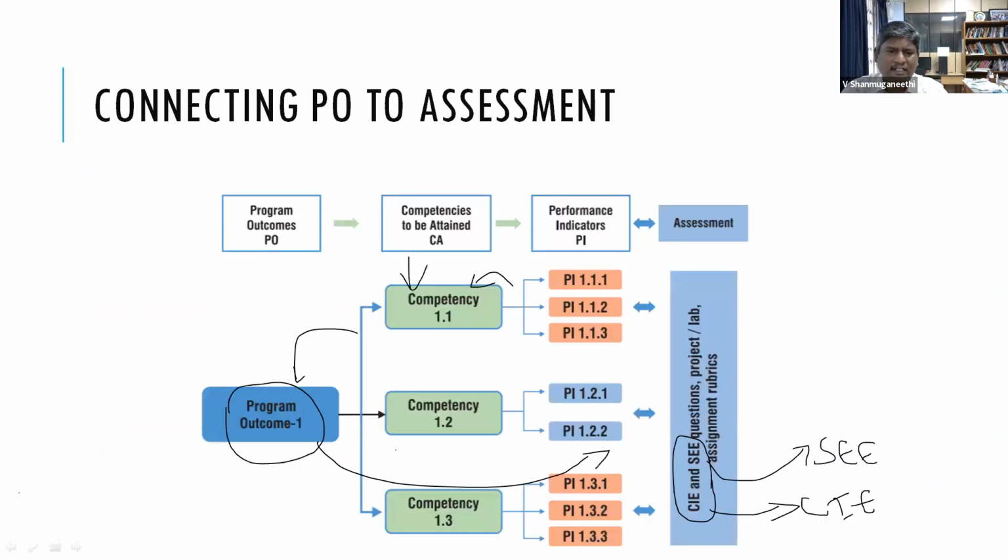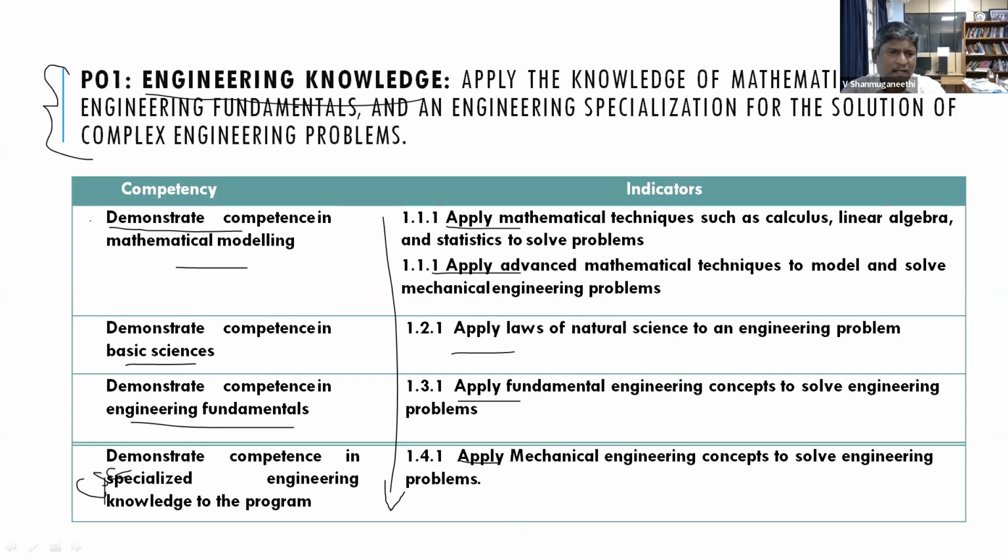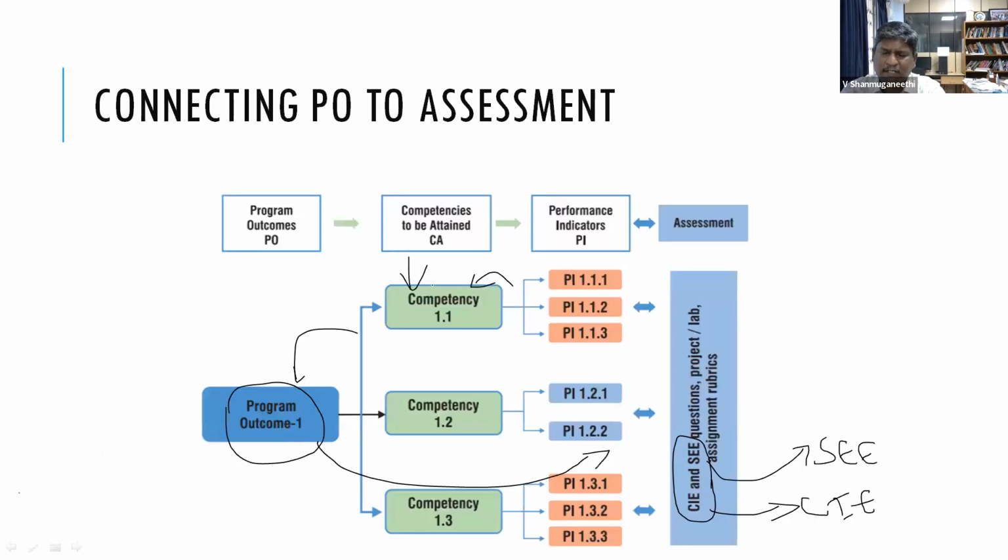So each PO has a list of competencies, and for those competencies they have explained the performance indicators. What is a performance indicator? As a teacher, I give a problem to the students. That problem may reveal competency 2, and ultimately that will reveal PO1. Then another problem I give in unit 2 will reveal competency 1, and that will reveal the program outcome. Then another concept I deliver and ask the student to explain will reveal competency 3, and ultimately the program outcome.